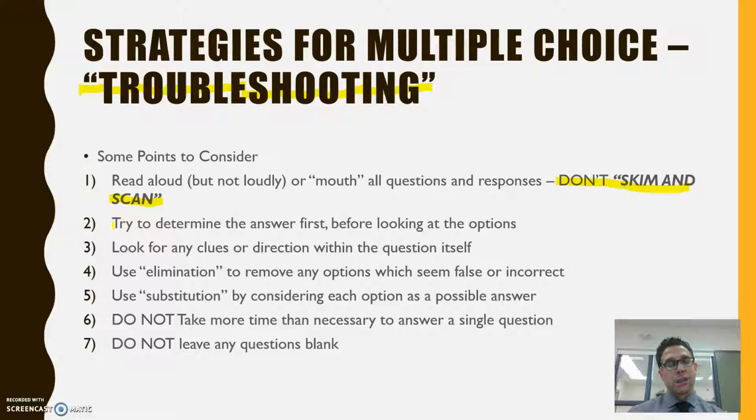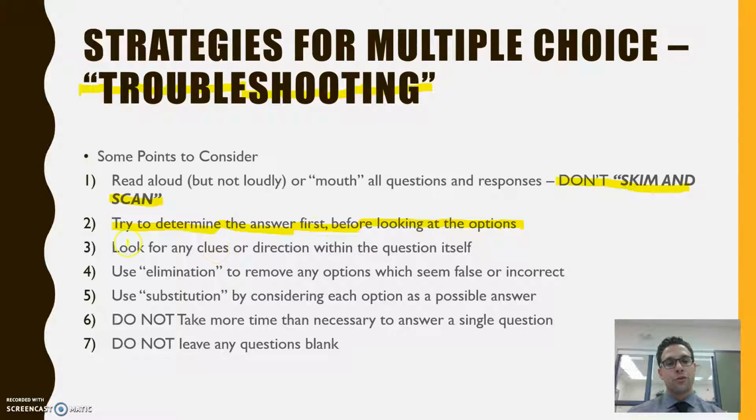Again, another strategy, not one that can be used all the time, but in some circumstances may be useful. We want to try to determine the answer to our question before looking at the options, and this will help us to see if we've read carefully and we've collected all of the key details.